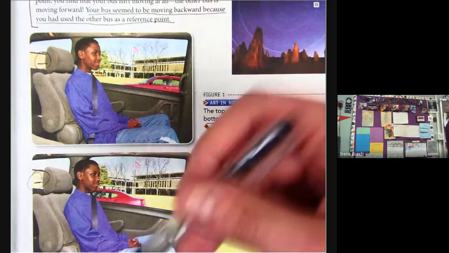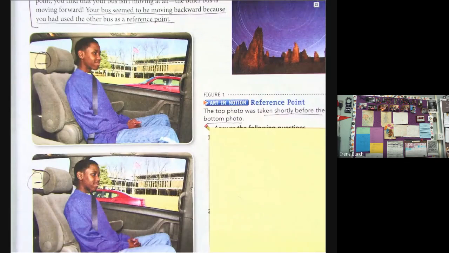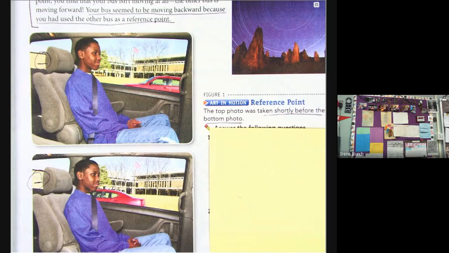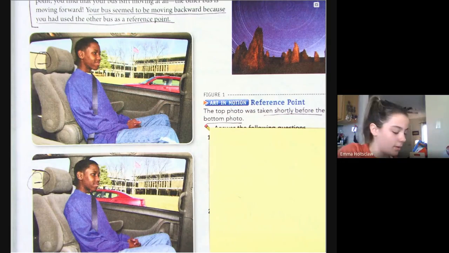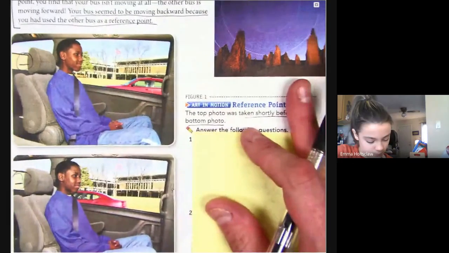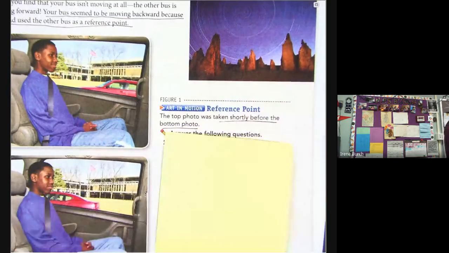What is the most obvious change between the top picture and the bottom picture? Emma? Oh, there you go. So the angles from the school change. Like you can see more of it in the bottom picture. All right, so let's ignore that part. Let's use this. What do you see as the most obvious difference in the pictures now?